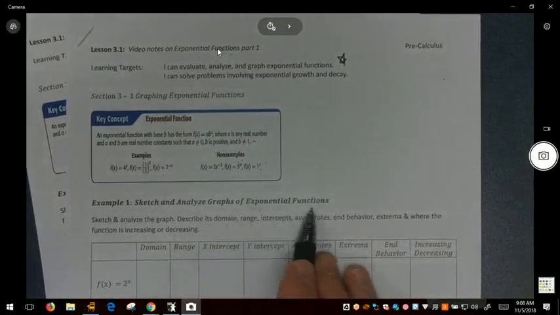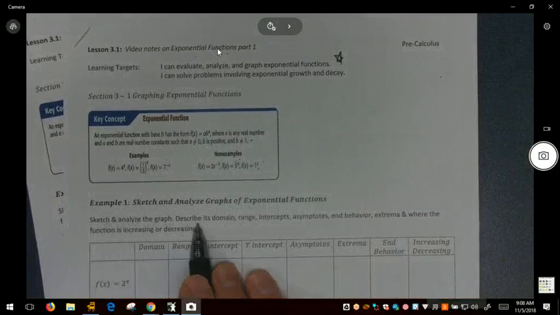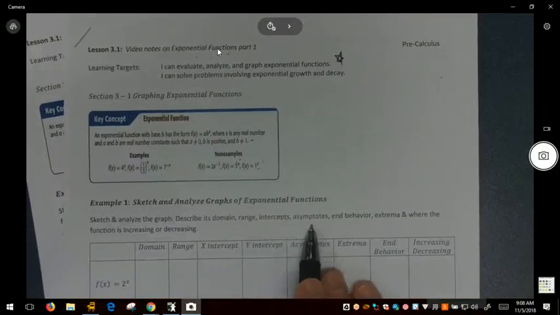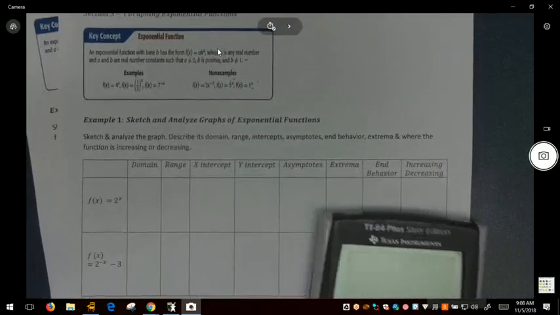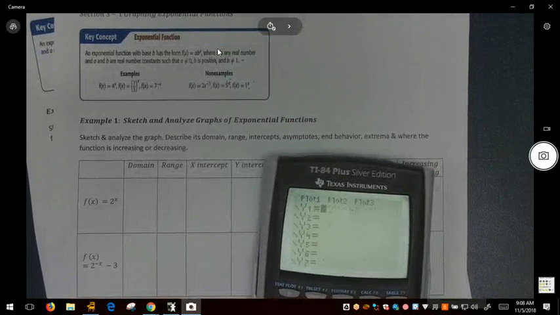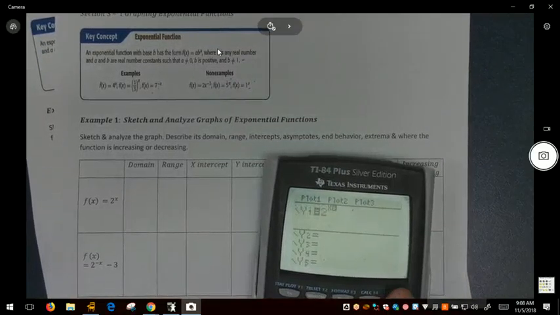Sketch and analyze graphs of exponential functions. Sketch and analyze graphs describe the domain, range, intercepts, asymptotes, and behavior: extrema, and where the function is increasing or decreasing. We can make a table for f of x equals 2 to the x. We can also take a look at it in our graphing calculator.